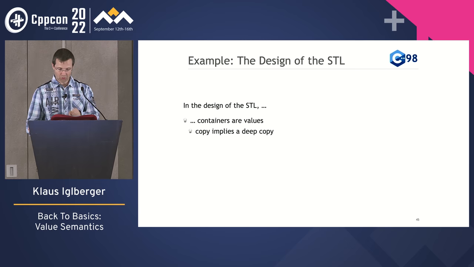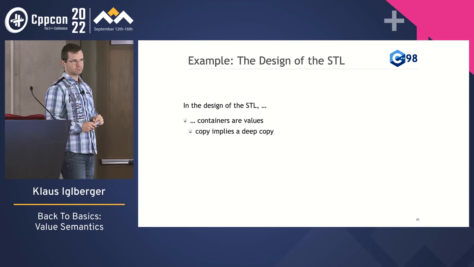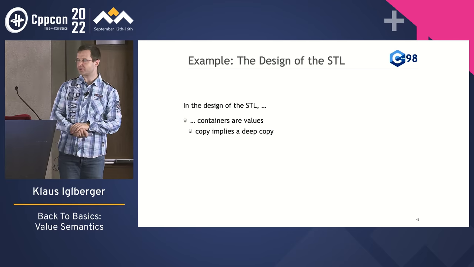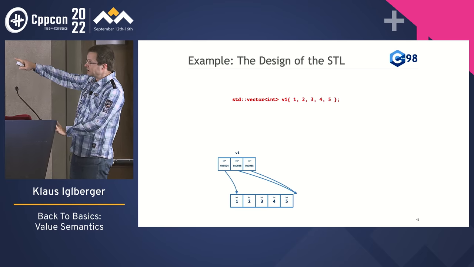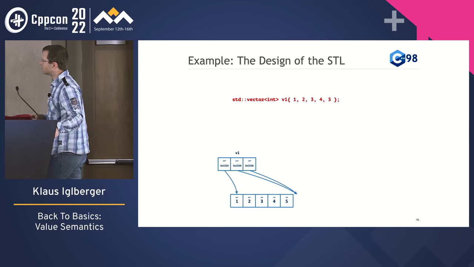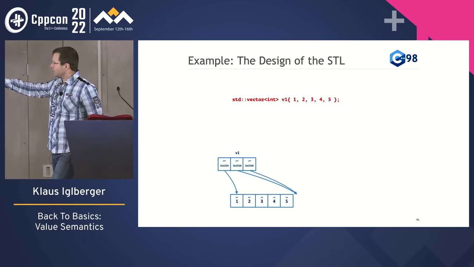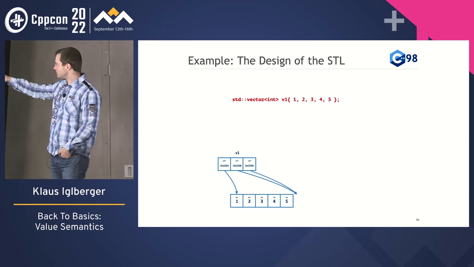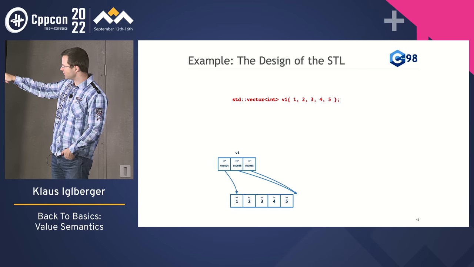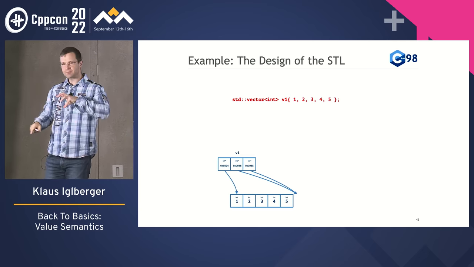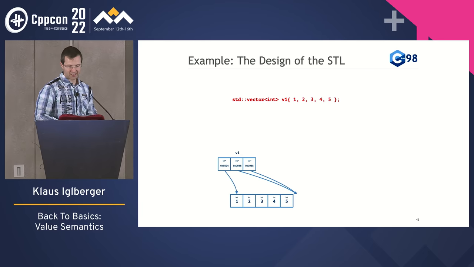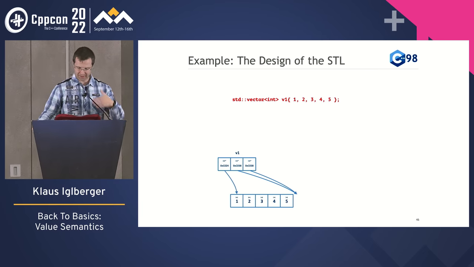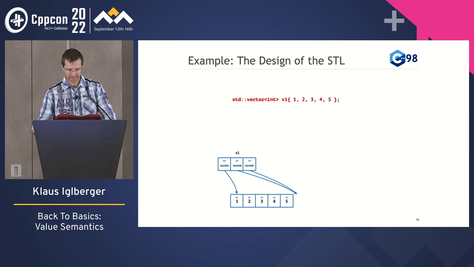And so if you copy a vector, you really copy the vector. So look at this example. I have a vector of integers again. This time it's 1, 2, 3, 4, 5. And this is how it looks like in memory. So the vector v1 has a stack part. This is the three pointers on top. And these pointers point into the memory where we have allocated the array. So on a free store, on the heap, wherever. So this is the values 1, 2, 3, 4, 5.